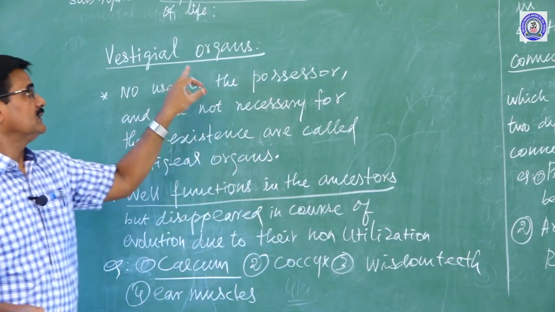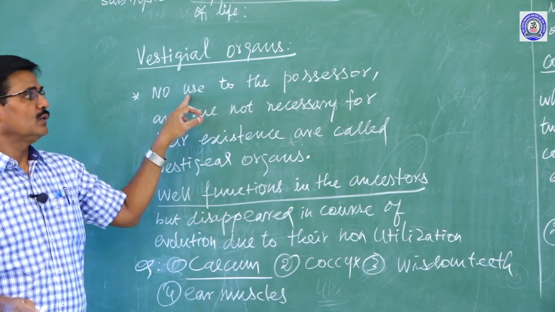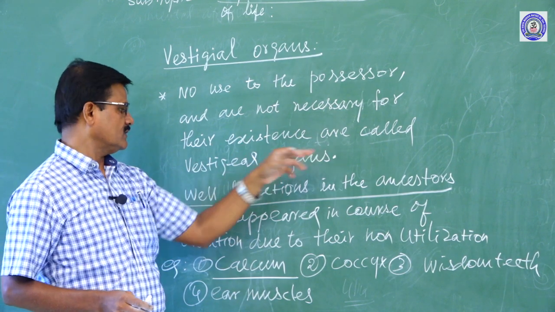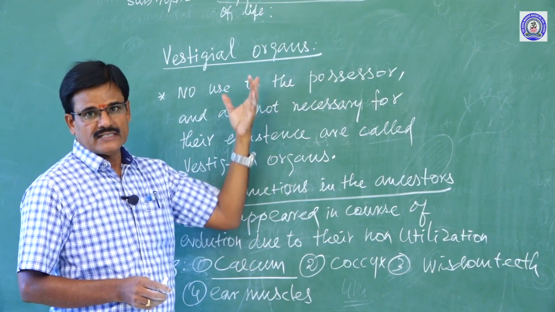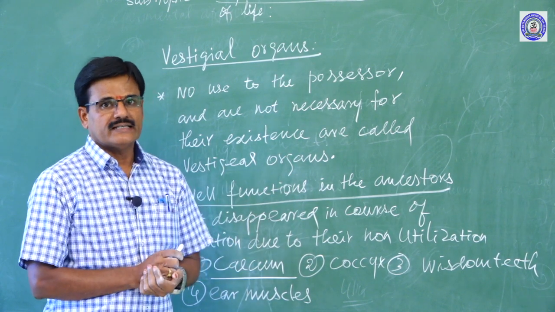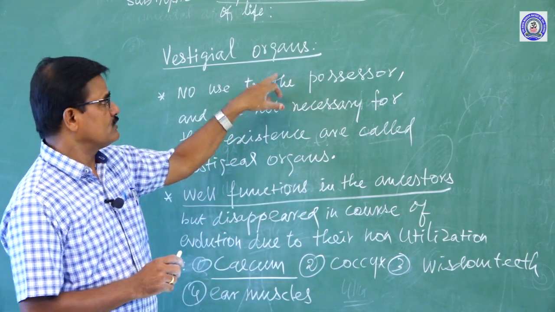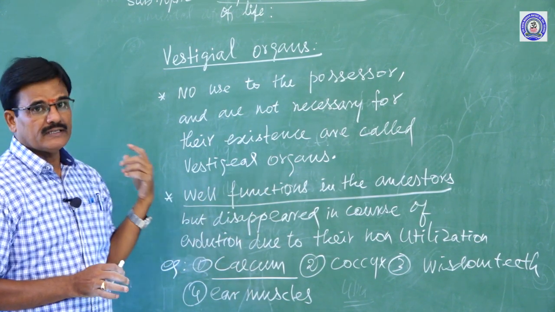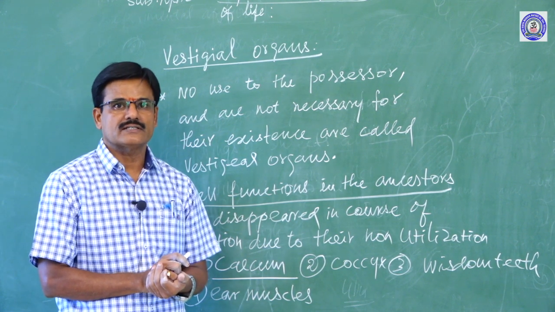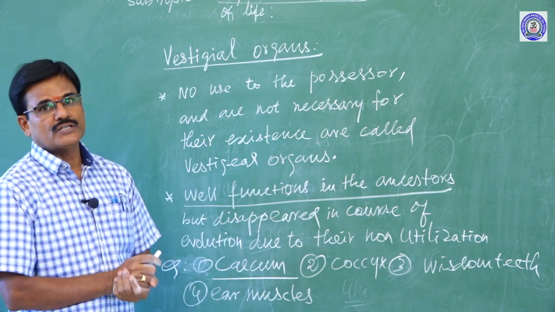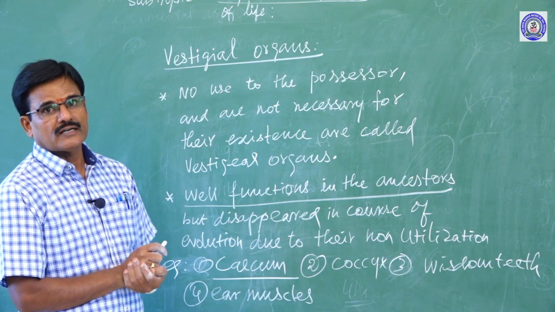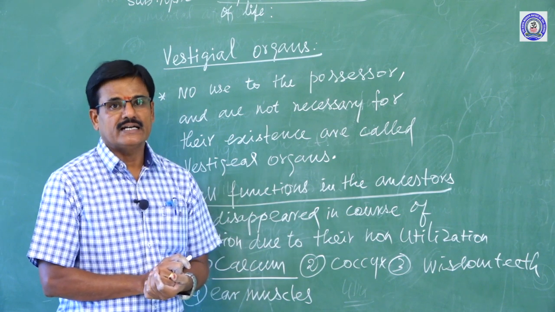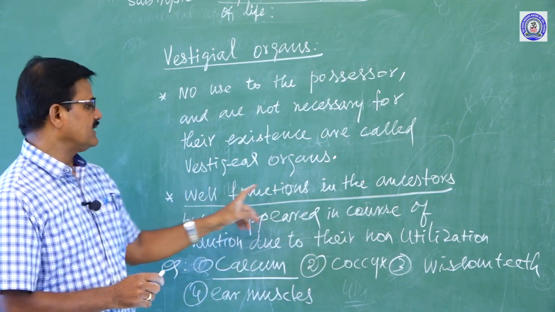Next, vestigial organ. What is meant by vestigial organ? Organs of no use to the possessor and not necessary for their existence are called vestigial organs. Without this organ, the organisms can still live. The vestigial organ is well developed in the ancient or prehistoric organisms, but during the course of evolution those organs became non-functional, so they are reduced in size and functionless. They were well functional in the ancestors.